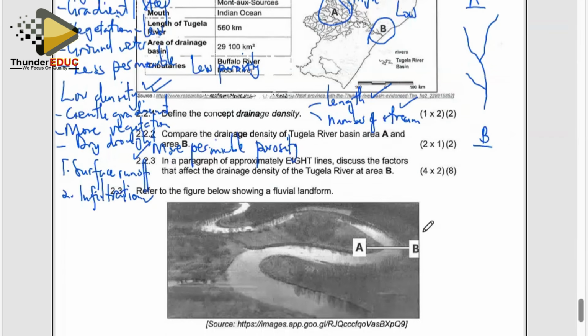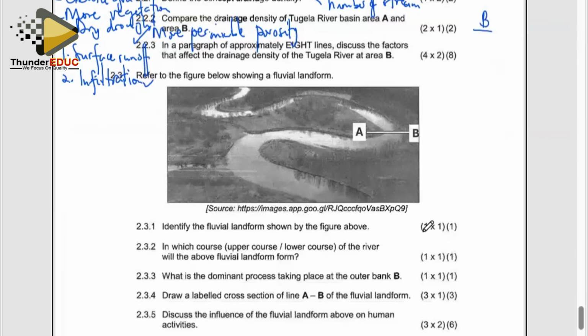Right, that takes us to 2.3. 2.3 refers to a figure below showing a fluvial landform. I'm not going to explain much on that. This is a meander, and we understand that a meander, with time, is going to develop into an oxbow lake. And if the oxbow lake dries up, it becomes a meander scar. That is common geographical knowledge. We don't need to spend much time on that.